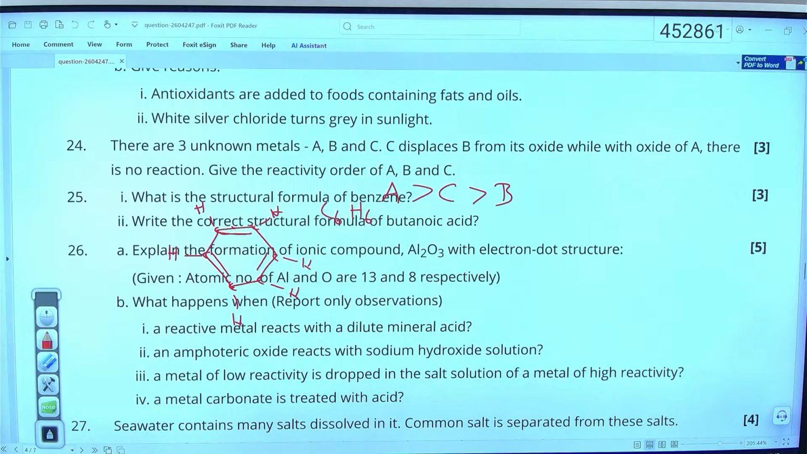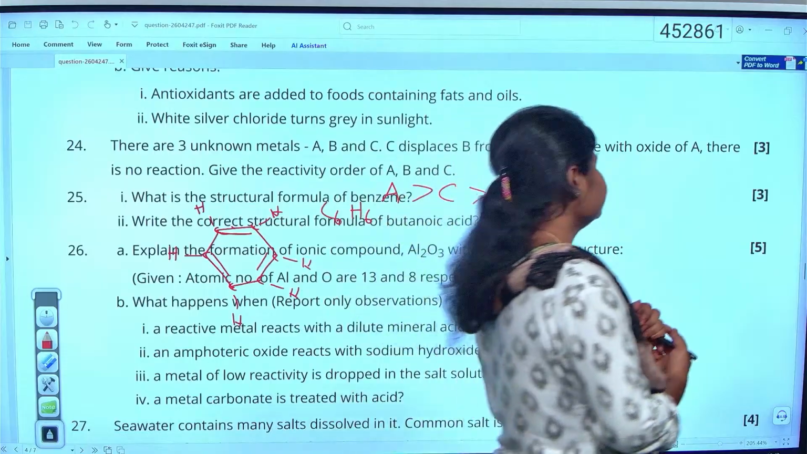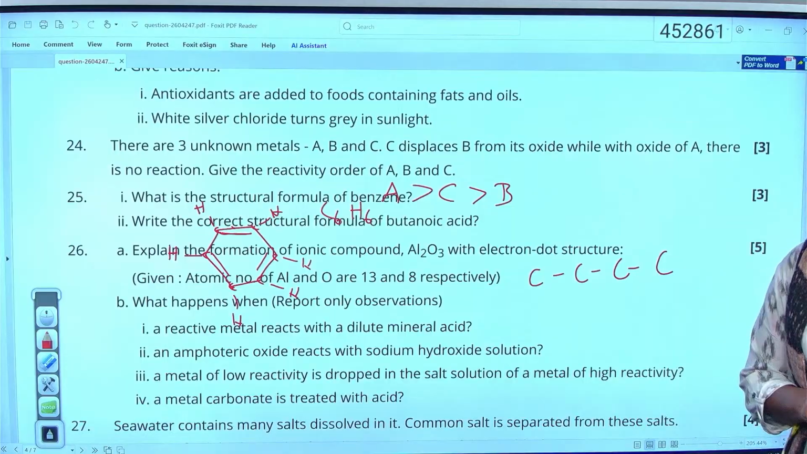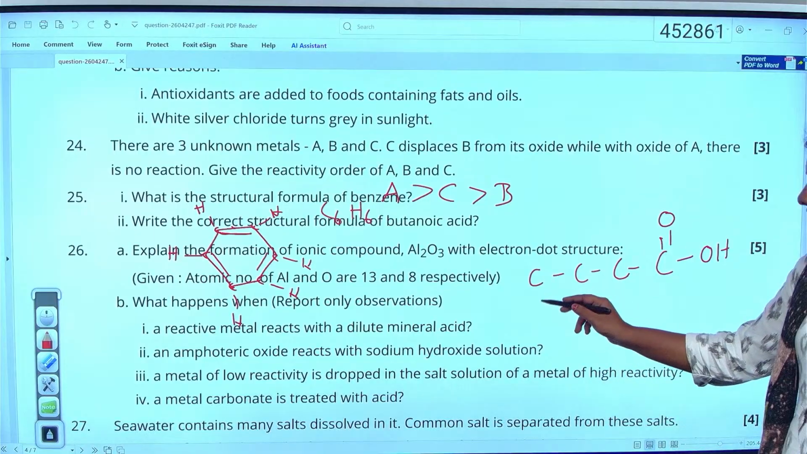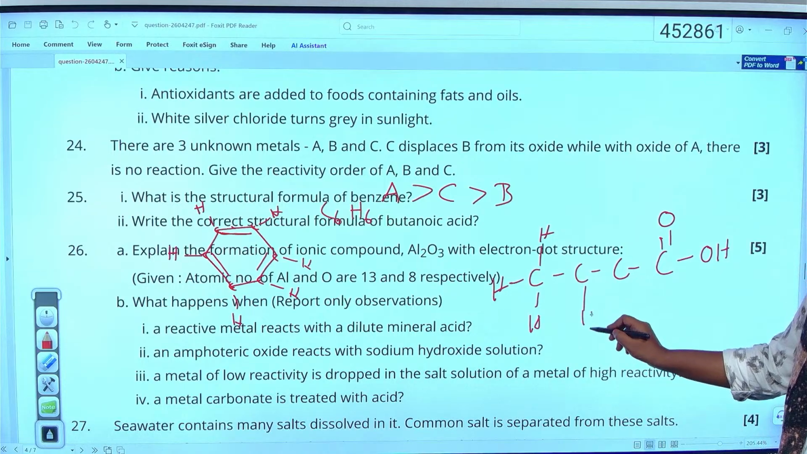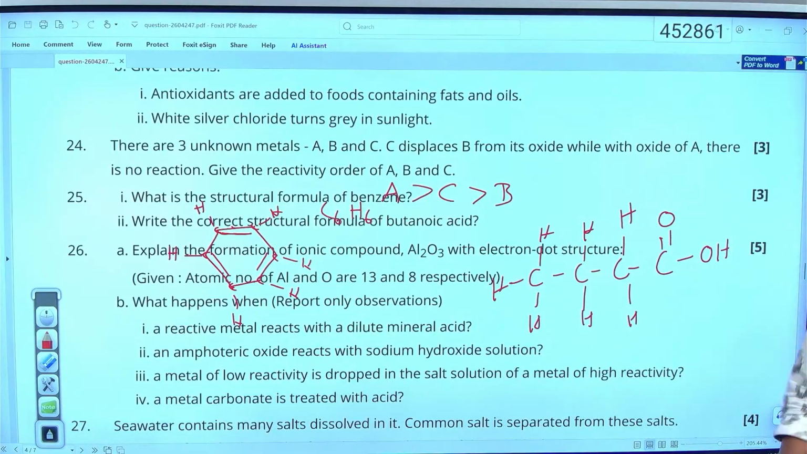Write the correct structural formula of butanoic acid. So butane has how many carbons? 4 carbons. What is oic acid? C double bond OH should be at the terminal carbon. C double bond OH. Now fill the hydrogens. How many hydrogens? How many hydrogens will this carbon get? So it was already surrounded by 4 bonds.